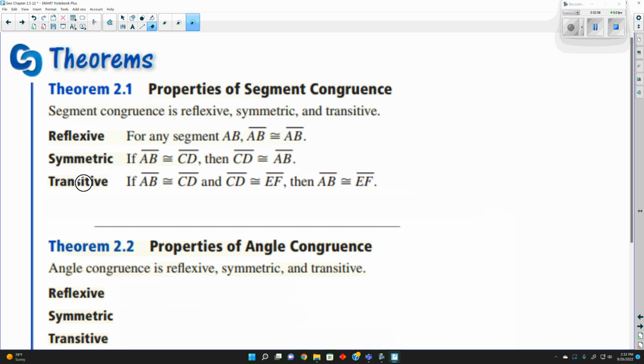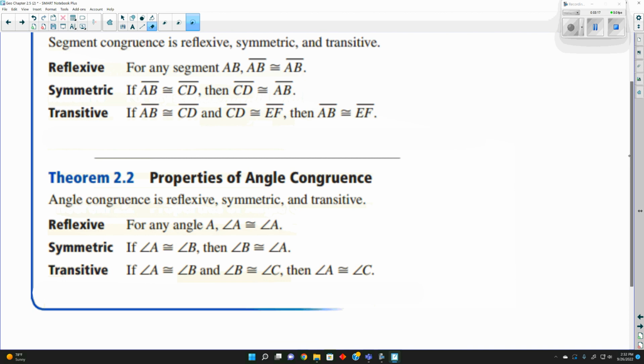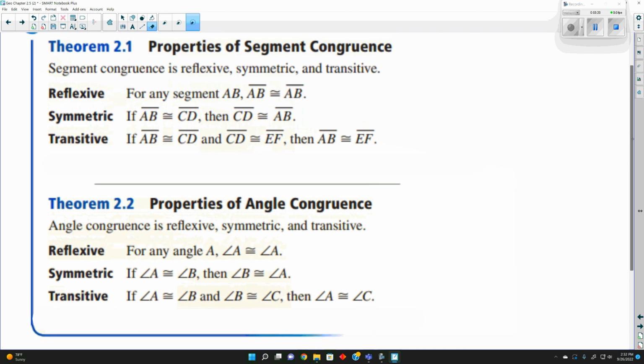And the last one: if segment AB is congruent to segment CD, and segment CD is congruent to segment EF, then segment AB is congruent to segment EF. And we can say the exact same thing for angles. Now, this seems a little redundant. If we have it for equality, why do we need it for these here?